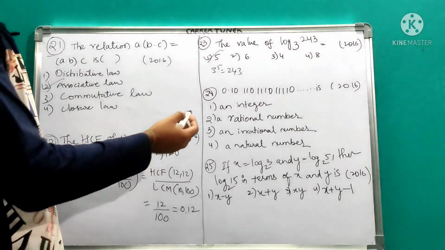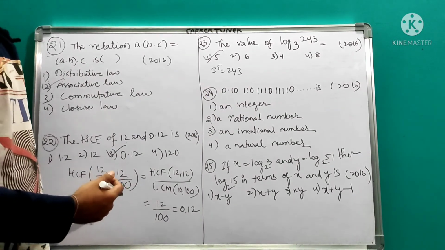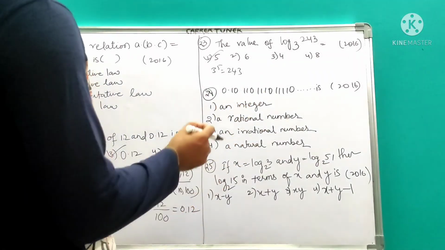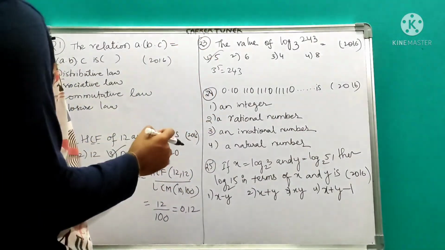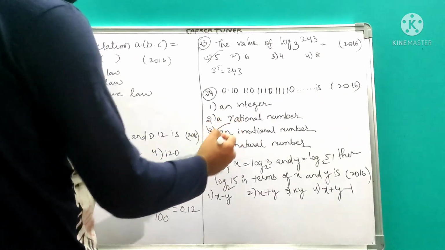Right. Next, 24th. 0.10, 110, 111 and so on. So it is a non-terminating and non-recurring decimal. So what type of number is it? It is an irrational number.